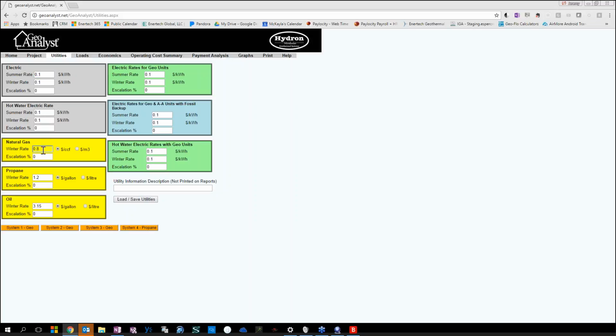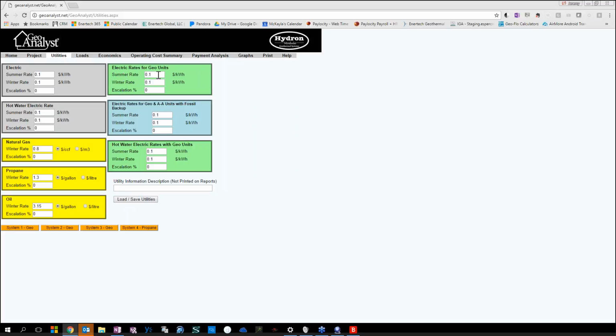Natural gas, 80 cents. It won't make a difference. We're not going to do a natural gas comparison today. LP, I'm going to put that at about $1.30. You can do fuel oil if you wish. For today's example, we're only going to do geothermal and propane. Over here in these green boxes, we have the geothermal rates.